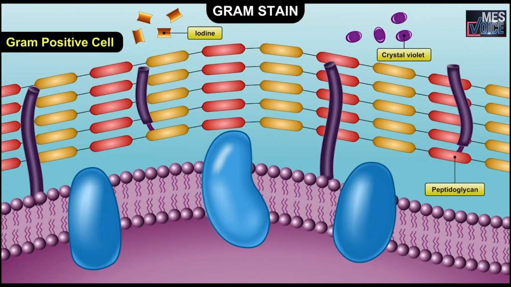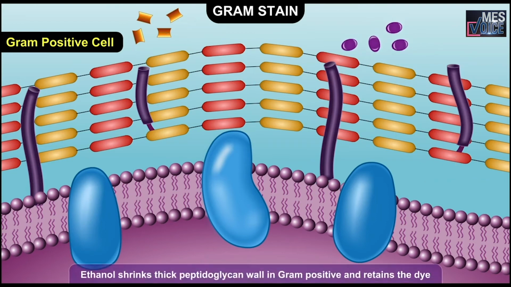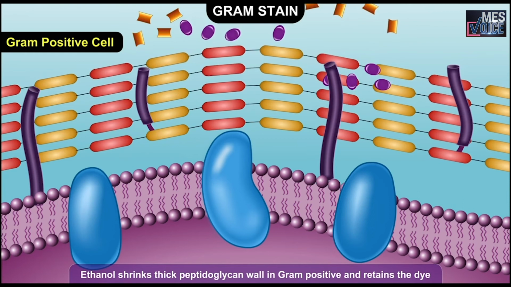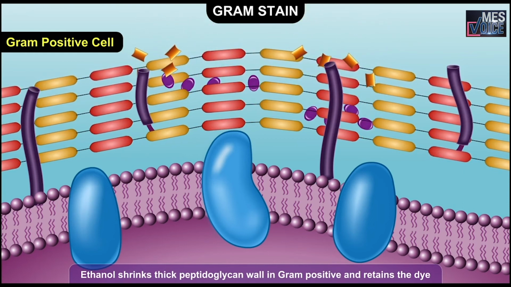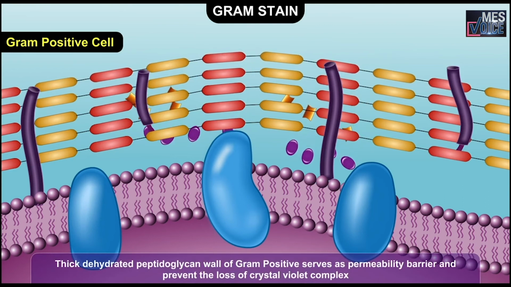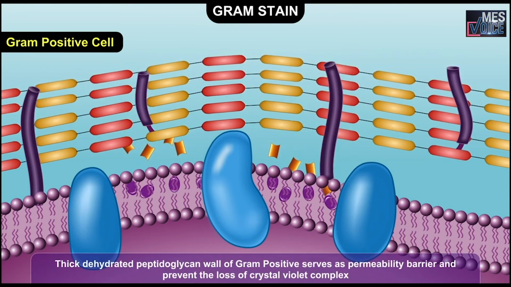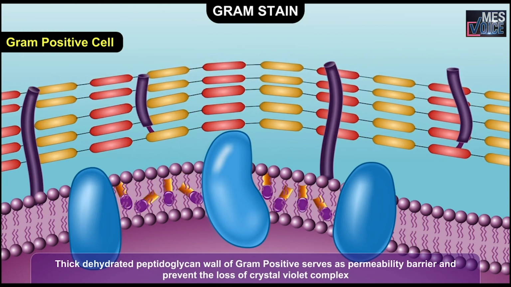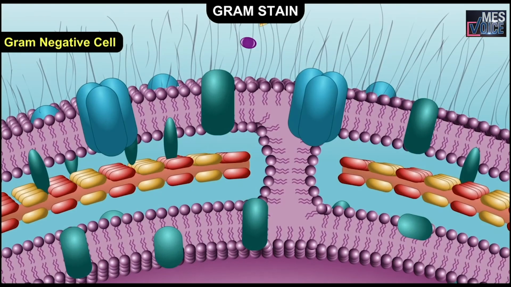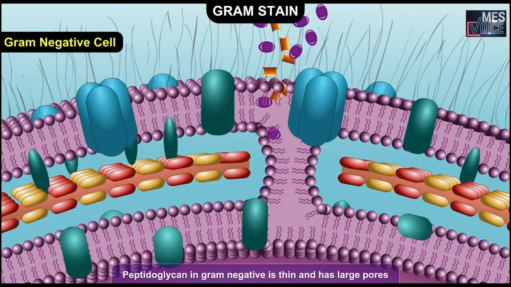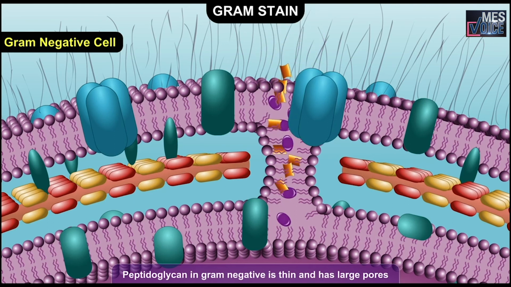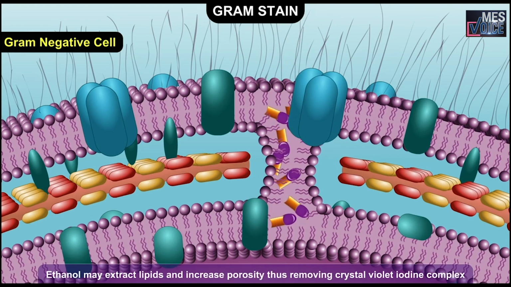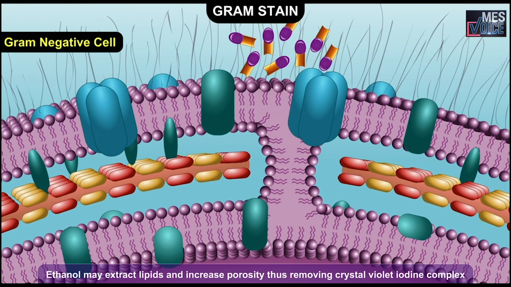The highly cross-linked and multi-layered peptidoglycan of the gram-positive cell is dehydrated by the addition of ethanol. The multi-layered nature of the peptidoglycan along with the dehydration from the ethanol treatment traps the large CVI complexes within the cell. After decolorization, the gram-positive cell remains purple in color, whereas the gram-negative cell loses the purple color and is only revealed when the counterstain, the positively charged red dye safranin, is added.